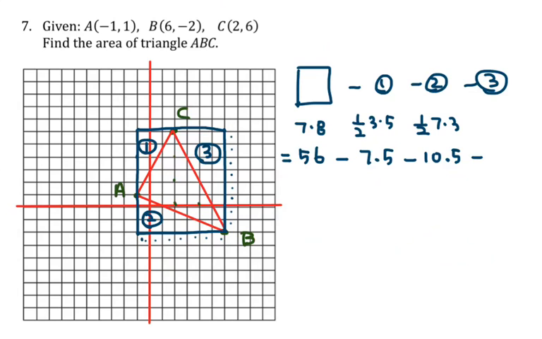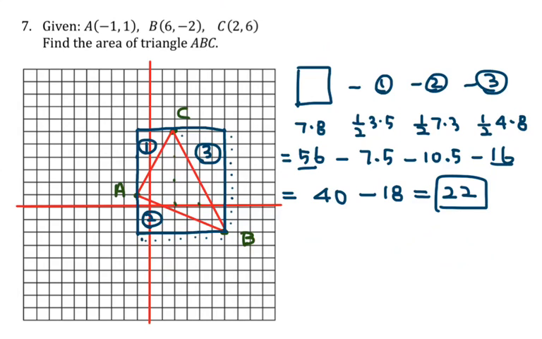Third triangle is 4 by 8. So 1/2 4 by 8, which is equal to 16. So then from 56, I need to subtract these three things. And when I subtract these two things, I'll be getting 40. And then minus, when I combine these two, it becomes 18. So we end up getting 22. Becomes our final answer.